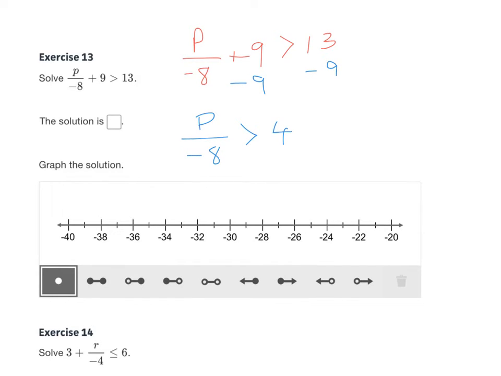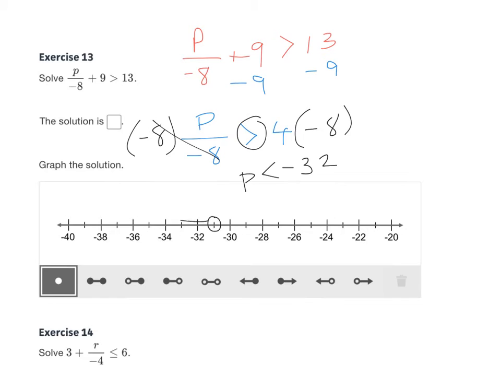Now, the inverse of dividing by negative 8 is multiplying by negative 8. Multiplying both sides by negative 8 means that we would have p. We have to flip the inequality because we're multiplying by a negative, less than negative 8 times 4 is negative 32. So negative 32, we should have an open circle going to the left.